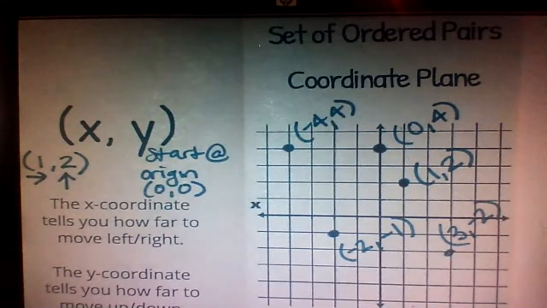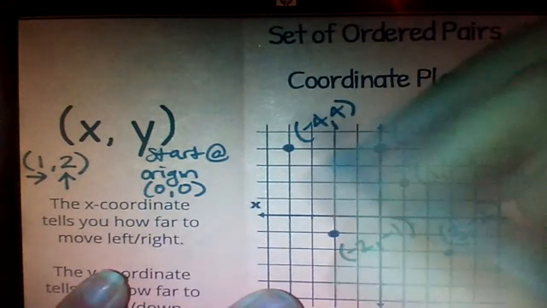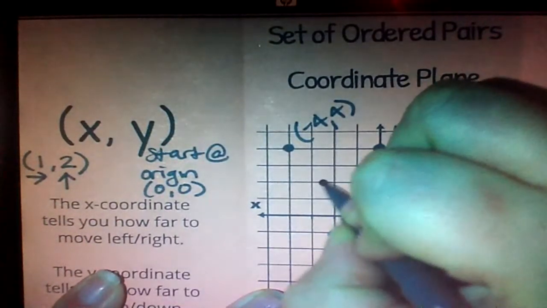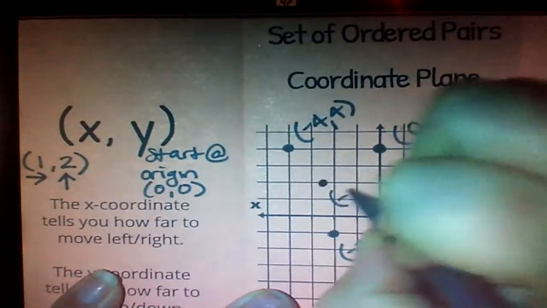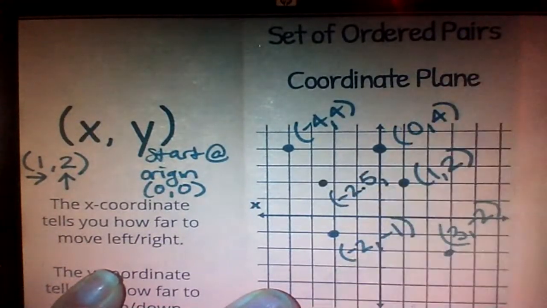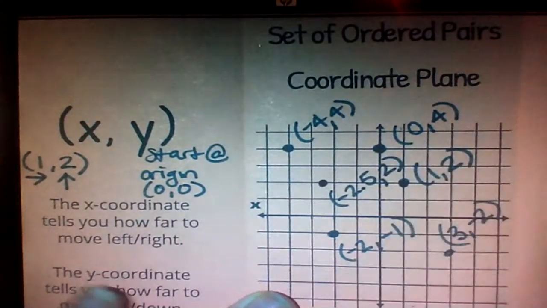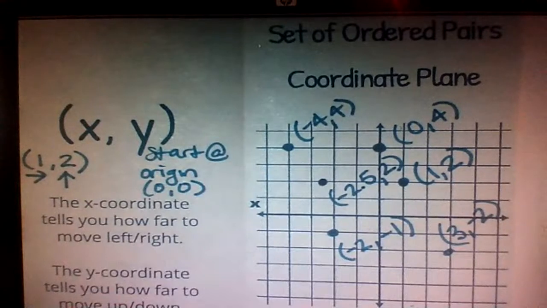So as long as you have an x value that is paired with a y value, it is a relation. I could even put one here at -2.5, 2. It's halfway in between 2 and 3. That's still a relation. It's still a relation if it's a decimal. That does not change the fact that it's a relation. It has an X and it has a Y. They're paired together, they're in a relationship.